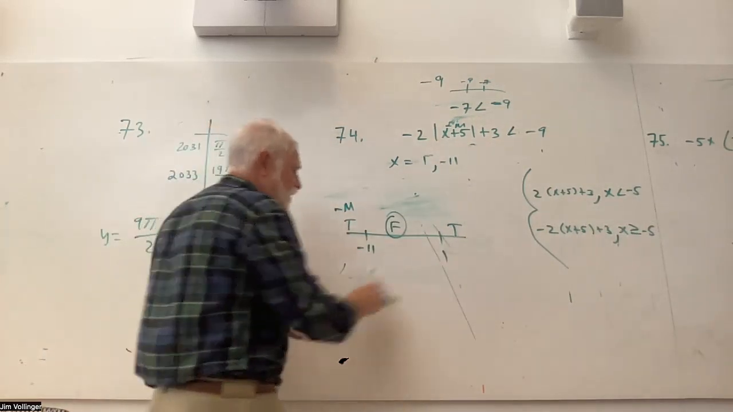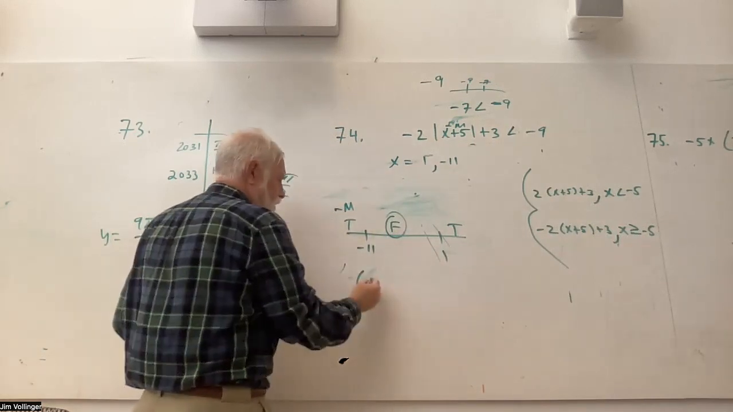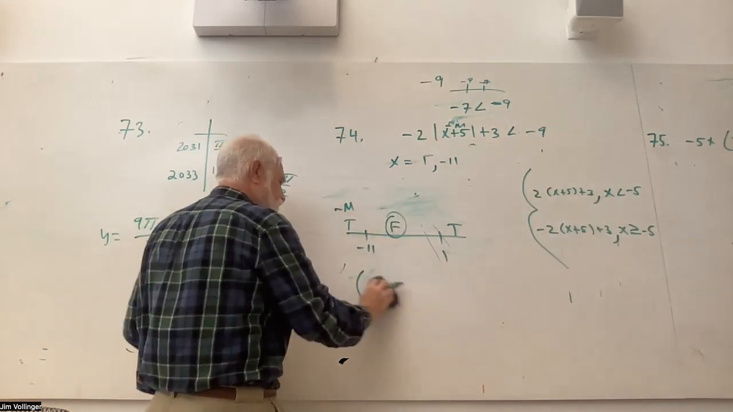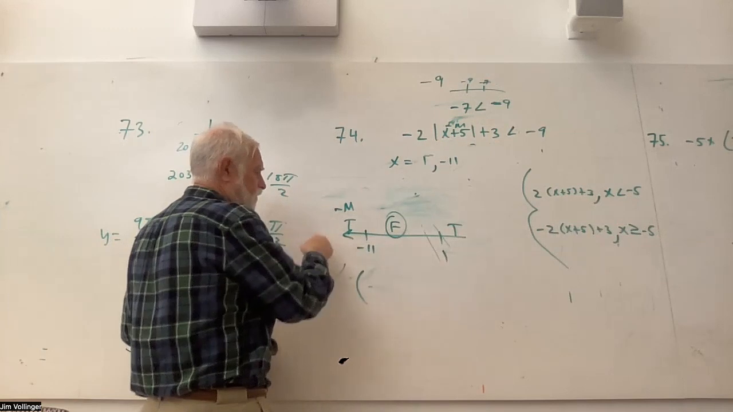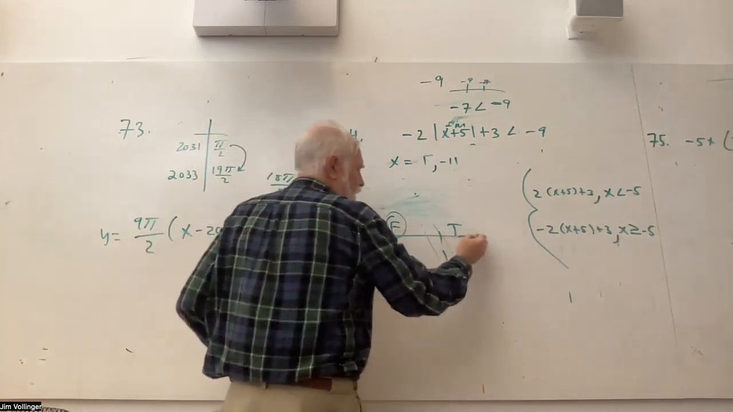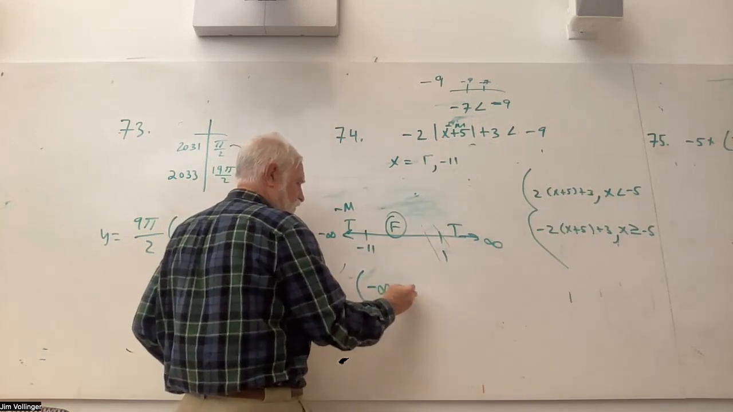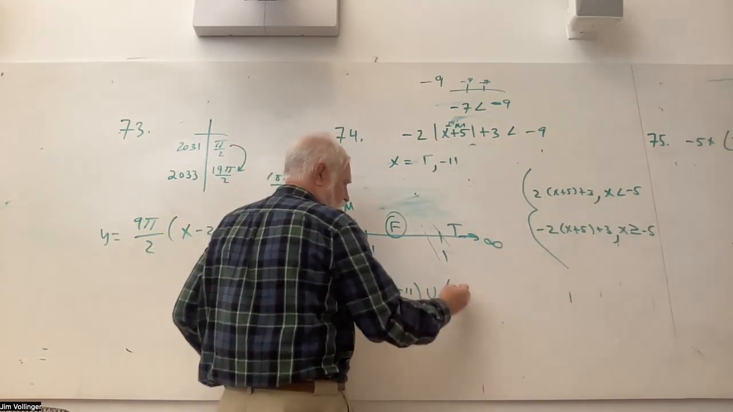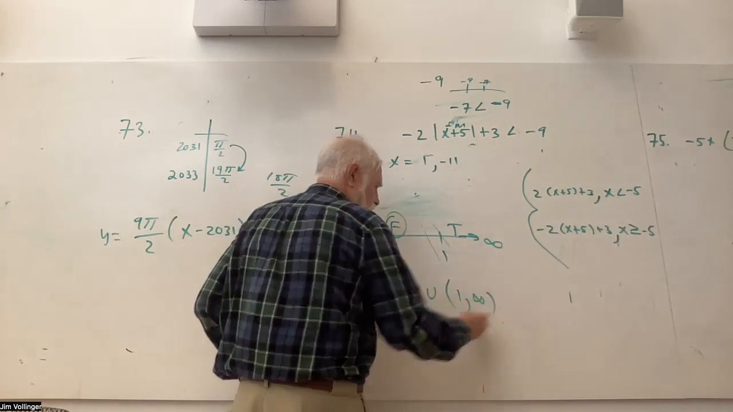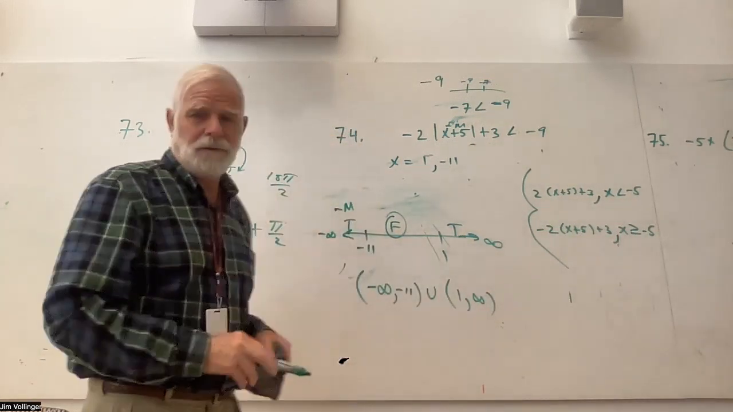All right, so interval notation. Negative infinity out here, positive infinity out here. So negative infinity to negative 11, union 1 to infinity. Okay, hope you think about this.